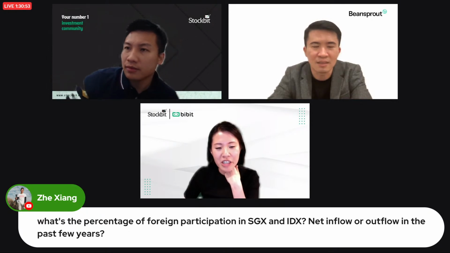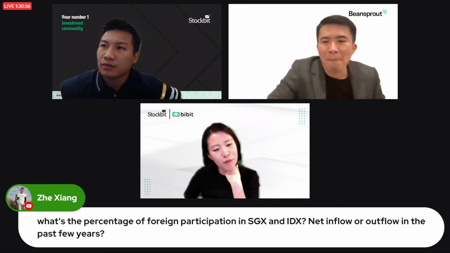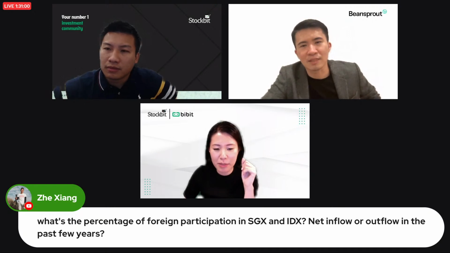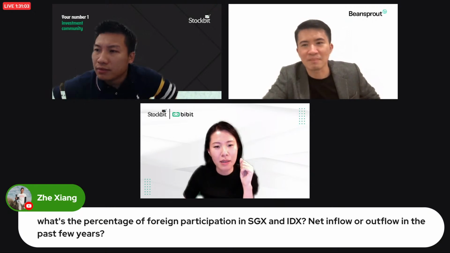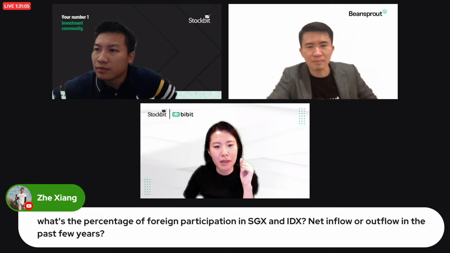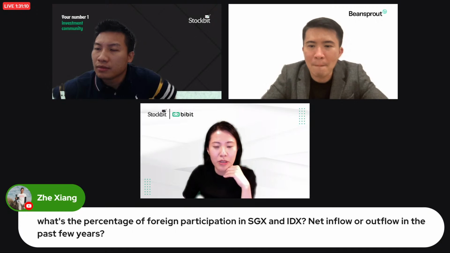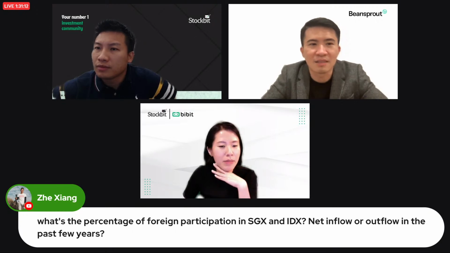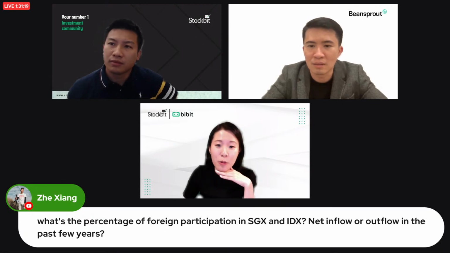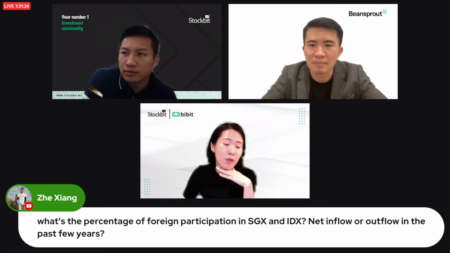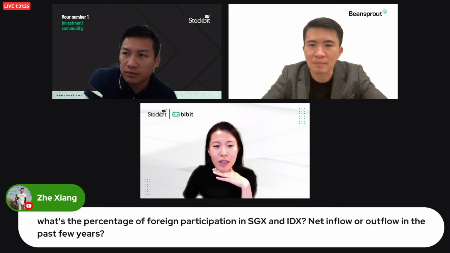For Indonesia, the foreign participation on average was around 30% last year, 2022, and it was around there in 2021 as well, so pretty stable. In terms of inflow, if we look at the overall 2022, we are still net inflow of around 60 trillion rupiah, which is around 4 billion US dollars net inflow.